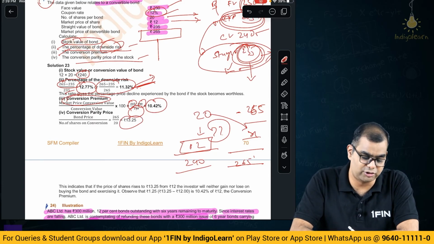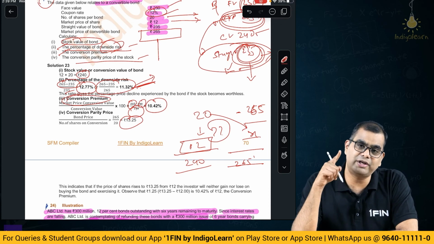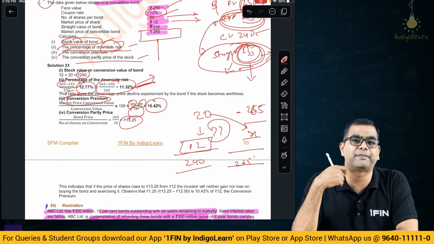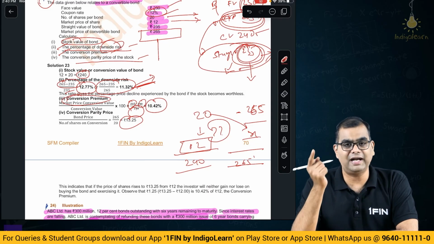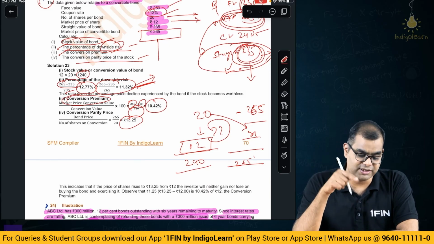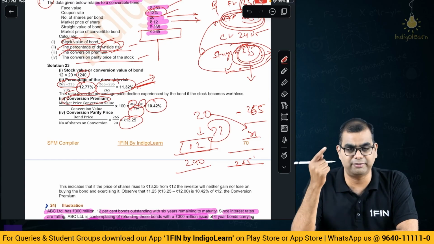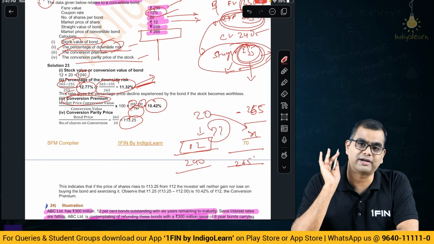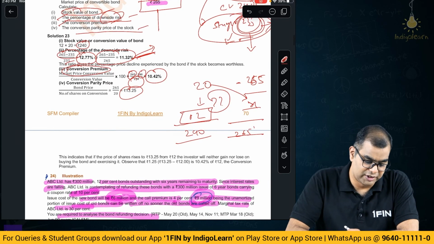You will get a value of 13.25. So if the equity price is 13.25, or if you are converting each bond at a price of 13.25, that will reflect existing bonds, whatever you get, 20 bonds per debenture, into the conversion rate. You will get a value which is equivalent to your current market price of the bond, which is 260. This indicates that the price of the share rises at 13.25 from current 12. Investor will neither gain nor lose on buying the bond and exercising it.